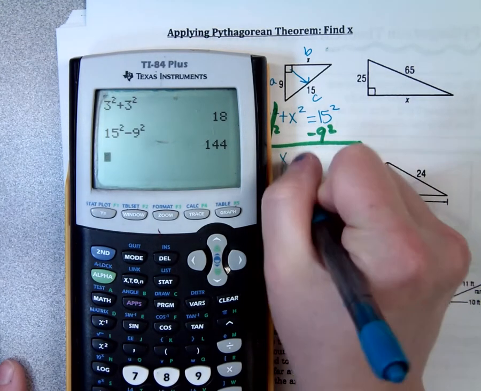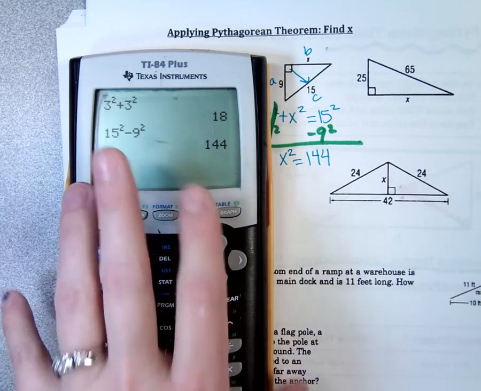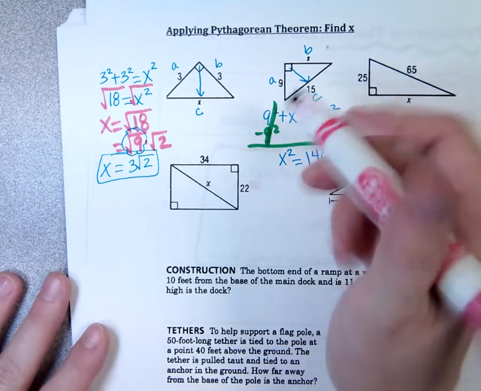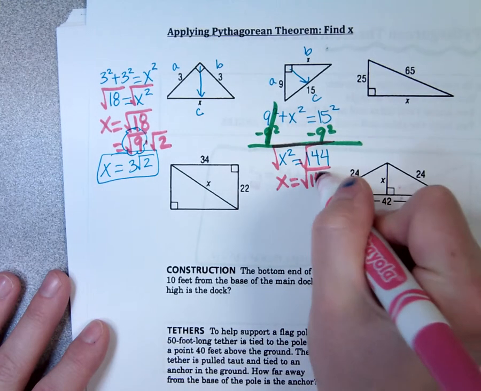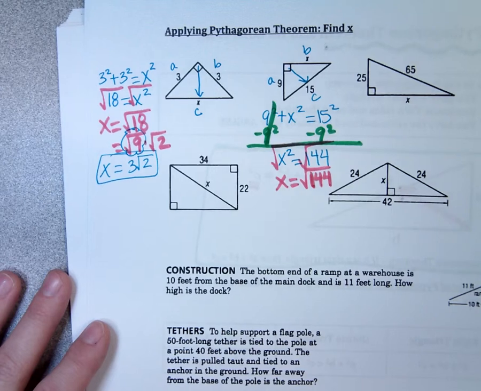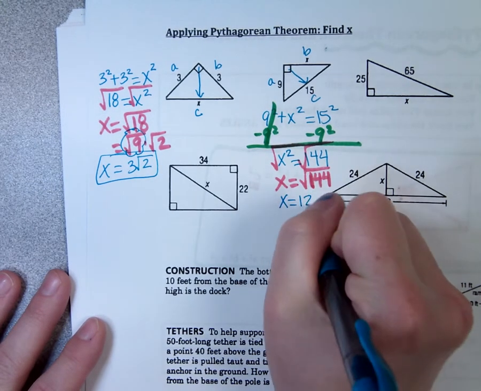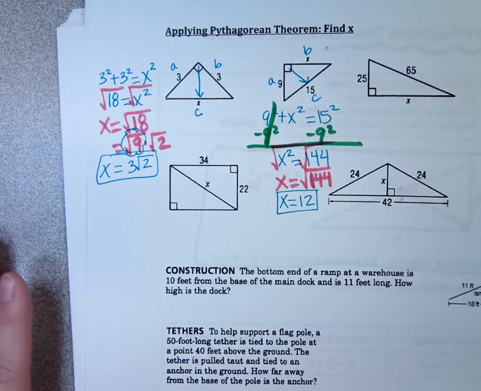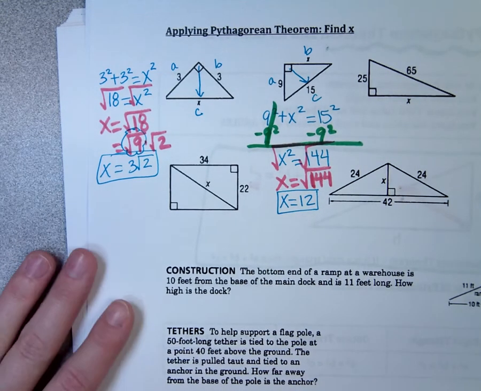So my x squared comes down. I get 144. How'd you tell me to get rid of that little squared a second ago? Square root. So I square root both sides. So that's x is the square root of 144. Does that come out nice and pretty? Yeah. What's that? 12. So if it's a perfect square, it's going to come out nice and neat. If it's not a perfect square, I want you to try to break it down.